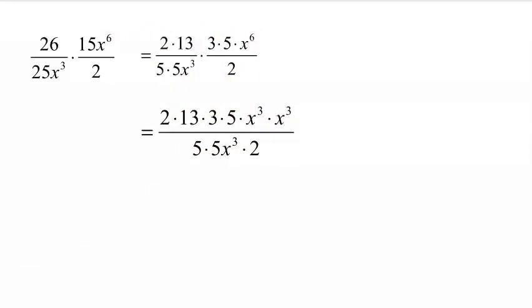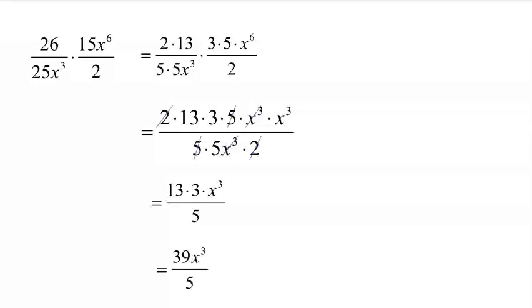Now, we look for what's the same on the top and the bottom. 2 divides 2, 5 divides 5. X cubed divides x cubed. What's left? Upstairs 13 times 3 times x cubed times a bunch of 1s. What's left downstairs? 5. So that my final answer will be 39 x cubed over 5.